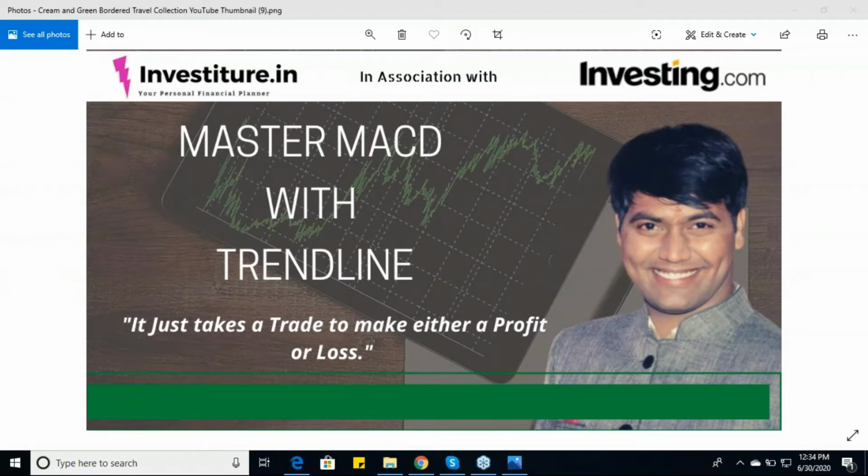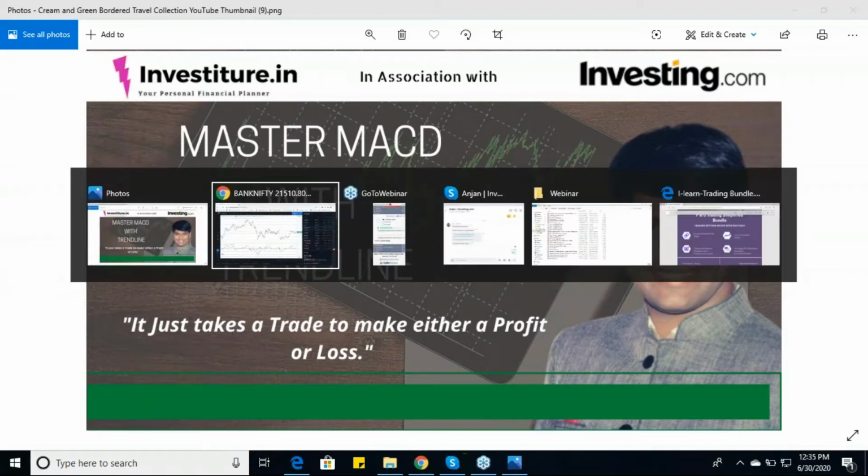MACD is calculated by subtracting the 26 period exponential moving average from the 12 period exponential moving average. Let me make it very clear to you how the MACD actually works out via a technical analysis chart. So let's move ahead with how the technical works out.